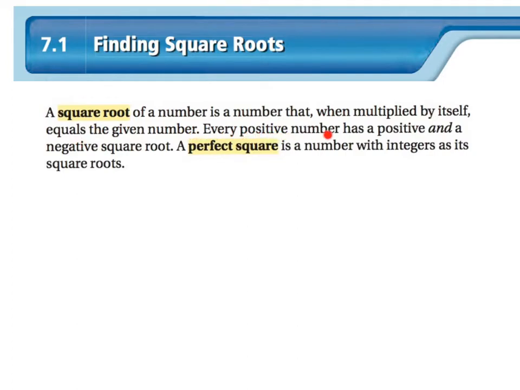Every positive number, this is important because this is probably new for you, has a positive and a negative square root. A perfect square is a number with integers as its square roots.